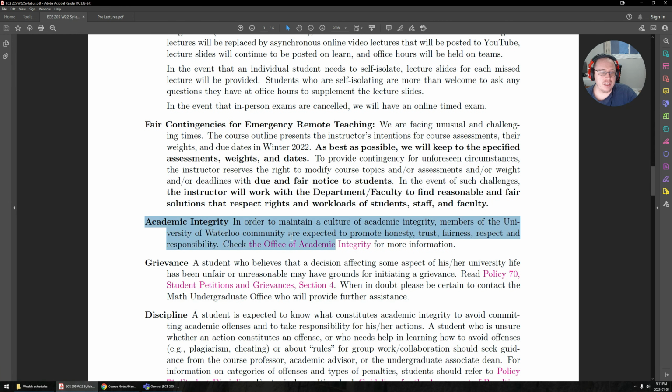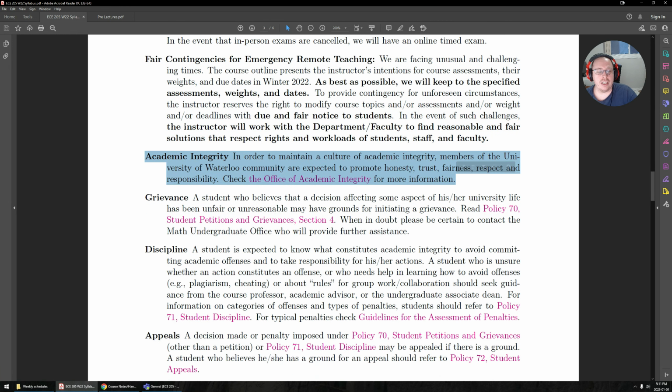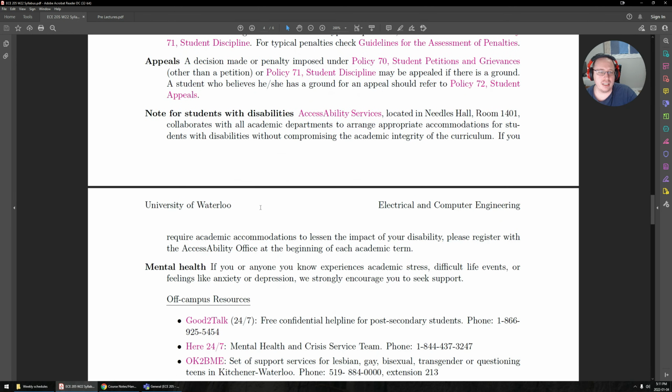Okay, so then we have our standard things: academic integrity, do not cheat, grievance, discipline, appeals, all good stuff.